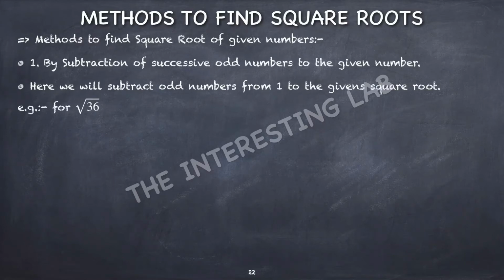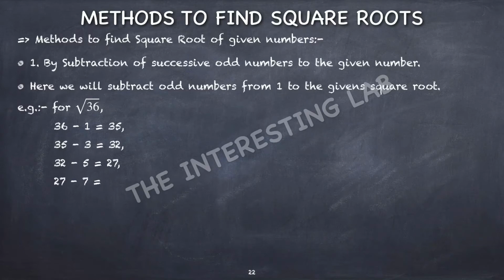For root 36. 36 minus 1 is equal to 35. 35 minus 3 is equal to 32. 32 minus 5 is equal to 27. 27 minus 7 is equal to 20. 20 minus 9 is equal to 11. 11 minus 11 is equal to 0.